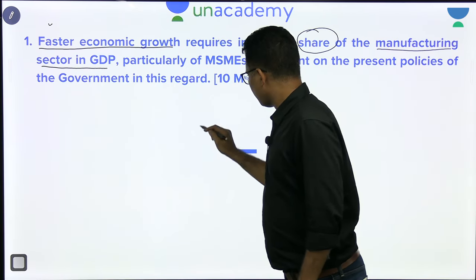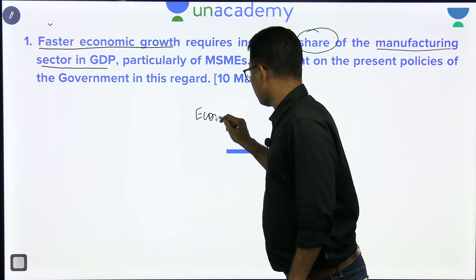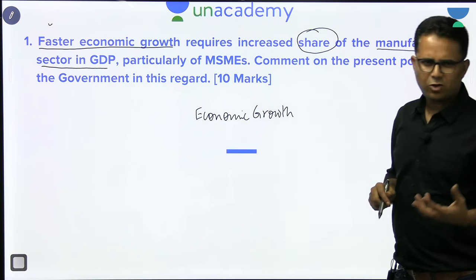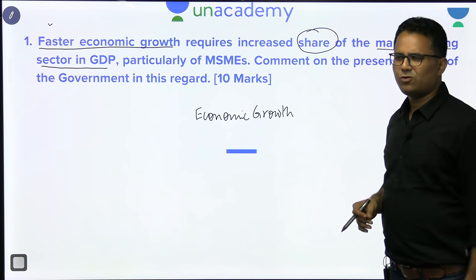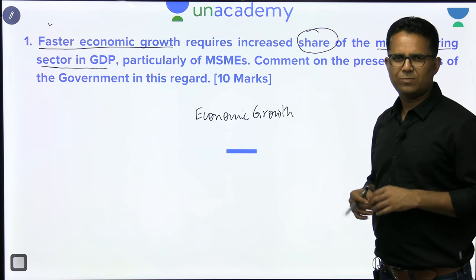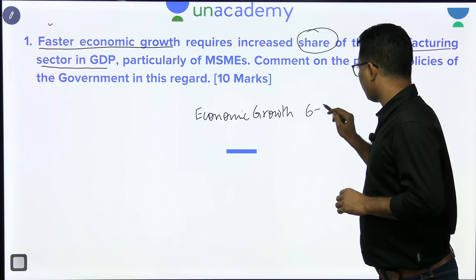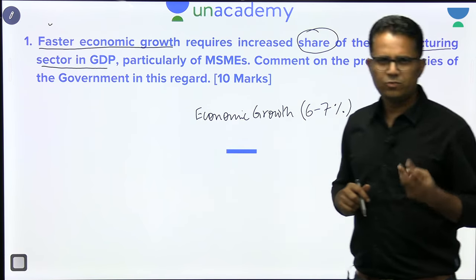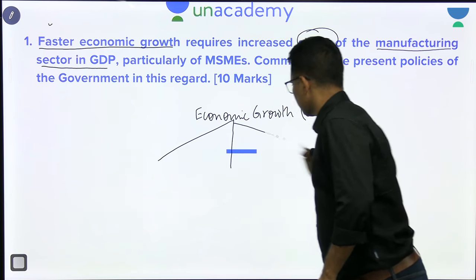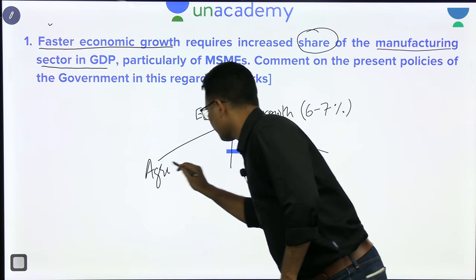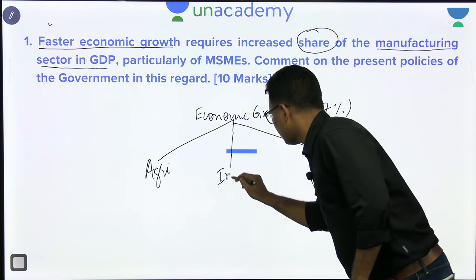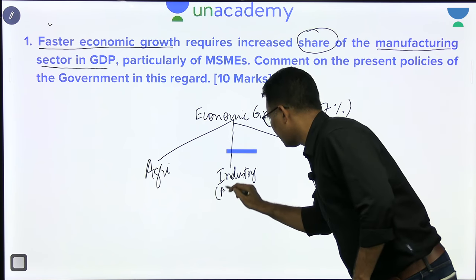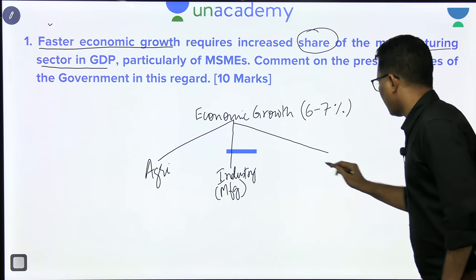Now you know that our economic growth is 6-7% on an average. During COVID we went into recession, after that our growth was more than 9%. But generally we see a growth of 6-7% on an average. This is real. Now this 6-7% growth has come from three sectors: agriculture, industry, majority of which is manufacturing, and services.